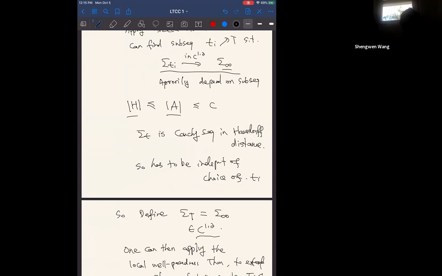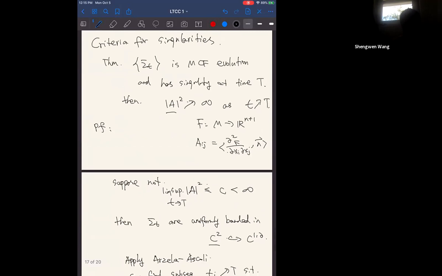So that's a violation. Which means that if it develops a singularity, it has to have the second fundamental form, or the full curvature, blowing up.